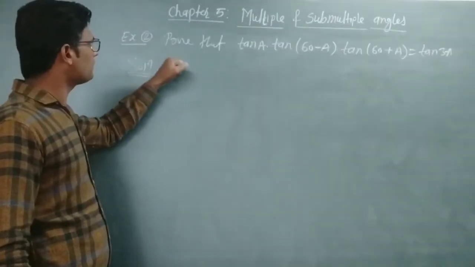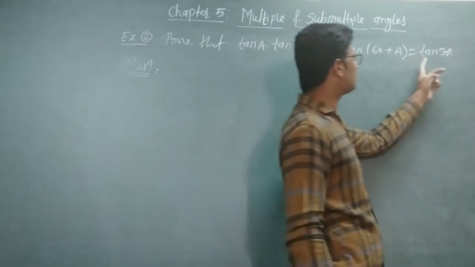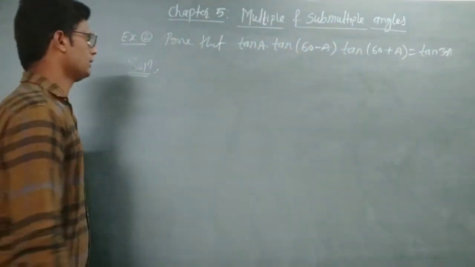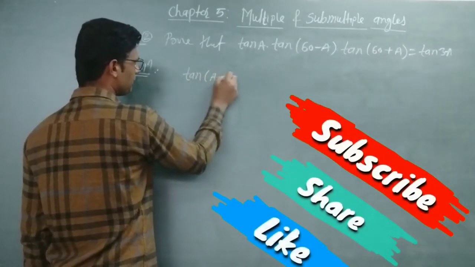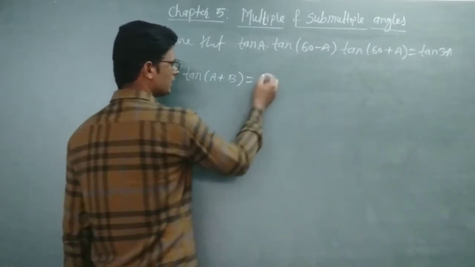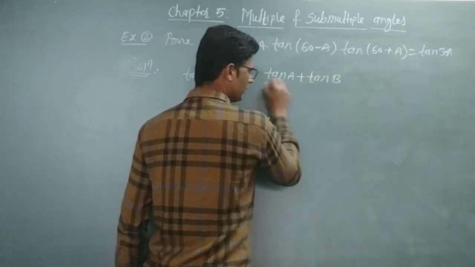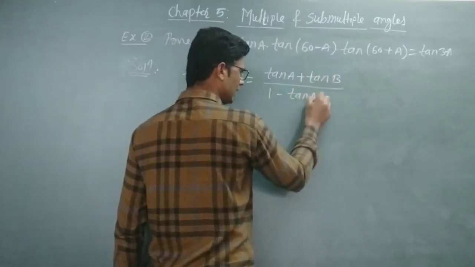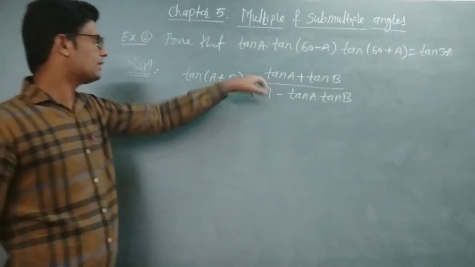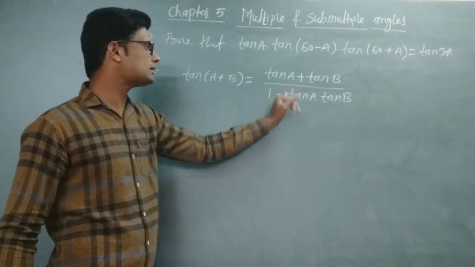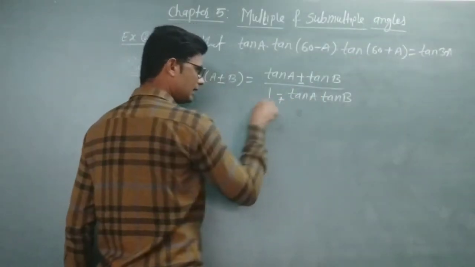Okay, we will solve the example number 2. The question is, prove that tan A into tan 60 minus A into tan 60 plus A is equal to tan 3A. Okay, so for this I need the formula of tan A plus B and A minus B. So what is tan A plus B? Tan A plus tan B divided by 1 minus tan A into tan B. This is the formula, right? If you have plus, then in the numerator we have plus and in the denominator I have a minus. So if you have a minus, then this will be minus and this will be plus.